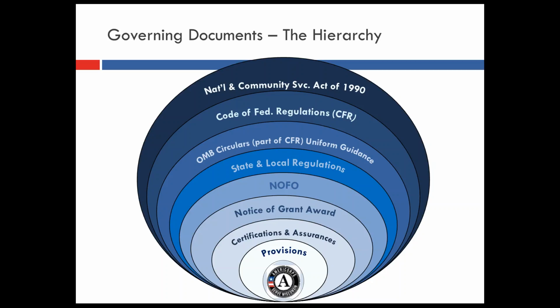When you look at this onion, the layers should not be viewed as trumping one another, but rather adding to each other. So it starts with the National and Community Service Act of 1990, followed by the Code of Federal Regulations. Then the Uniform Guidance, which is the OMB circulars that are part of the CFR. State and local regulations, the AmeriCorps Notice of Funding Opportunity, followed by your Notice of Grant Award, then any certifications and assurances that are put out by CNCS, provisions, and then, of course, any AmeriCorps Serve Wisconsin requirements.